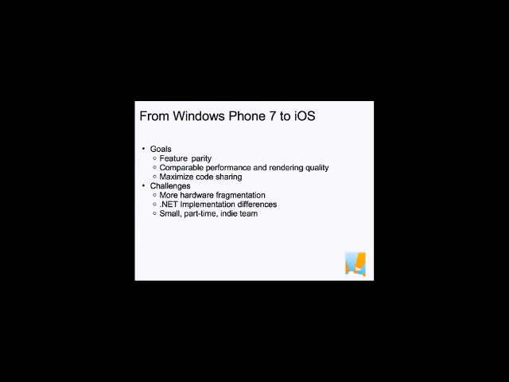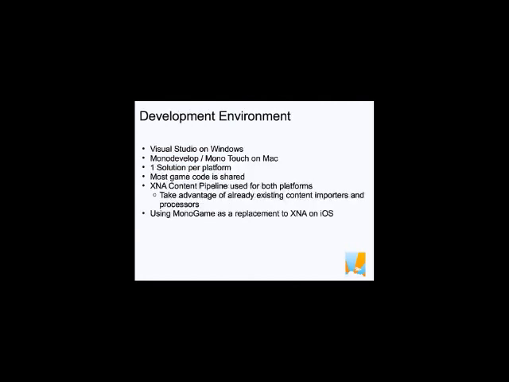So let's look at the development environment and how we work on this project. On Windows, we're using Visual Studio. That's coupled with the Windows Phone SDK, complemented with the XNA SDK, of course. And on Mac, we're using MonoDevelop and MonoTouch. They're pretty easy to install, and they're pretty good toolkits and SDKs. So it was a pretty easy transition from Visual Studio and Windows.